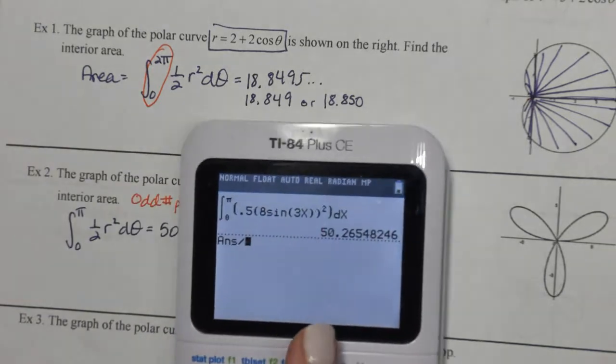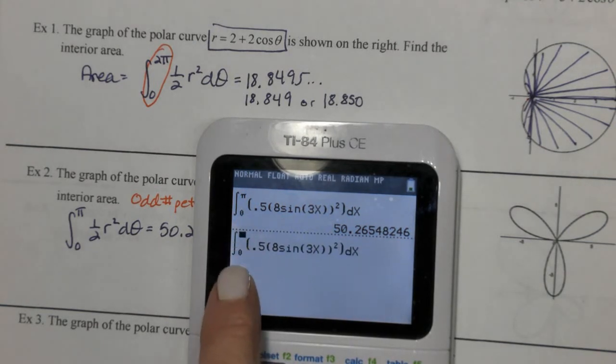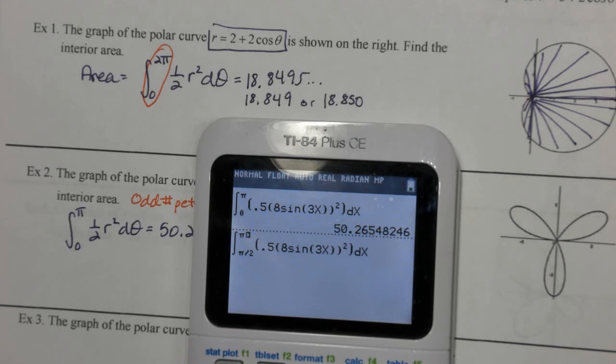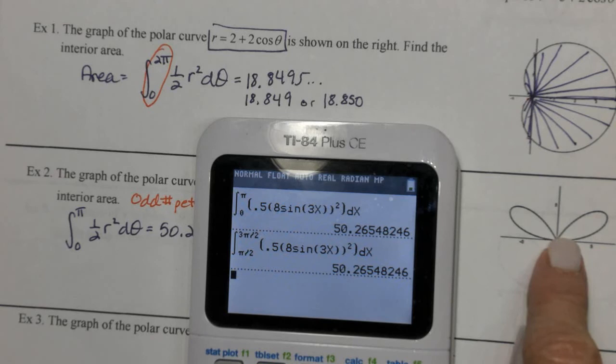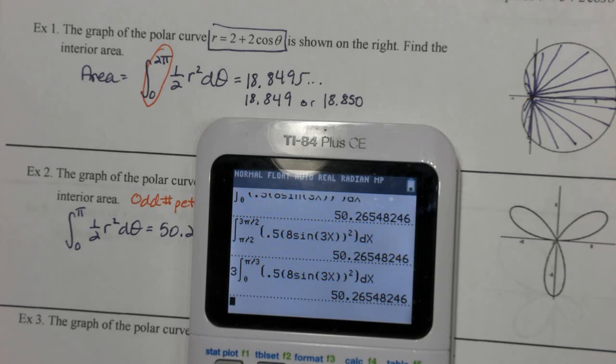Okay? All right, what would be some options for this? Well, instead of going 0 to pi, we could have done any range of values whose difference is pi. So we could have done pi over 2 to 3 pi over 2. That would have worked. Okay? I see some symmetry here. I could have done 0 to pi over 3 and tripled it. Same thing, right? Could have done that.